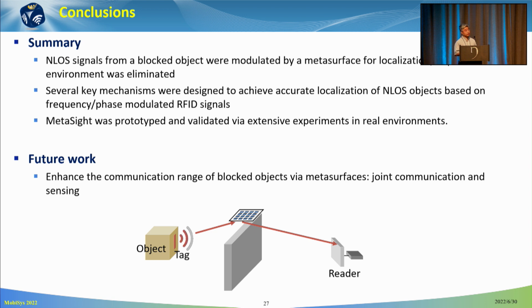So in summary, in this paper, we have designed MetaSight, which uses the Metasurface to modulate the line-of-sight signals, so the impact from the environment is removed. To support localization, we have developed multiple key mechanisms to achieve accurate localization. And the system has been prototyped and evaluated in different real environments. In the future, we are going to extend the work by considering communication enhancement so that MetaSight can really have joint communication and sensing capability, not just sensing.